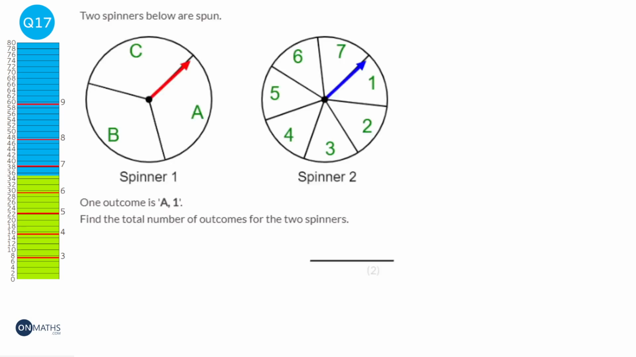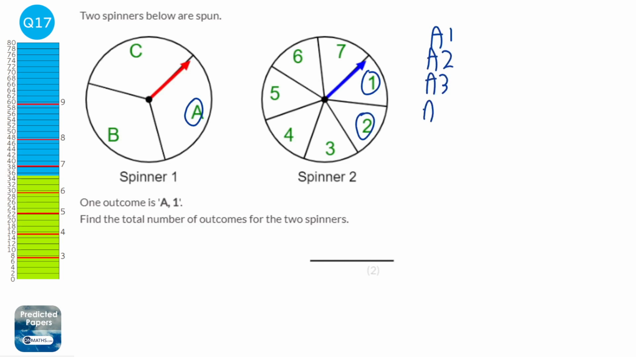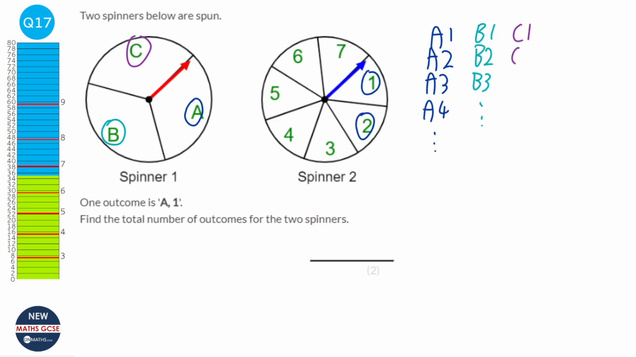There is quite an easy way of doing this question, but I'm going to show you the long way, and then we're going to work out what the quicker way is. So I'm going to pair up the A and the 1, which it suggests in the question. Then I'm going to work out the A and the 2 as a different combination, A3, A4, etc. Then I'm going to look at the B and do the same thing, B1, B2, B3, etc. Then I'm going to work out the C, so all the combinations with C.